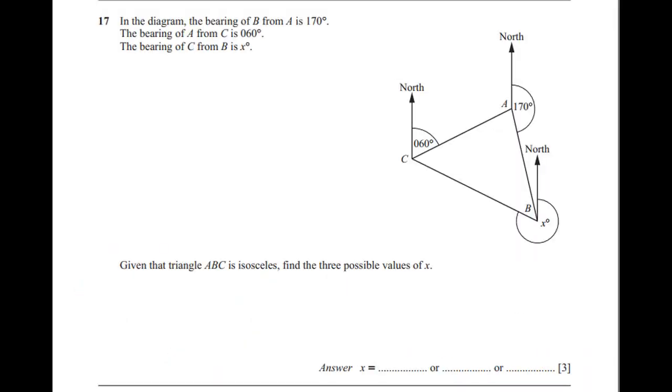Alright, question number 17. We're given a couple of bearings. We have to find the bearing x. Given that the triangle ABC is isosceles, find 3 possible values of x.